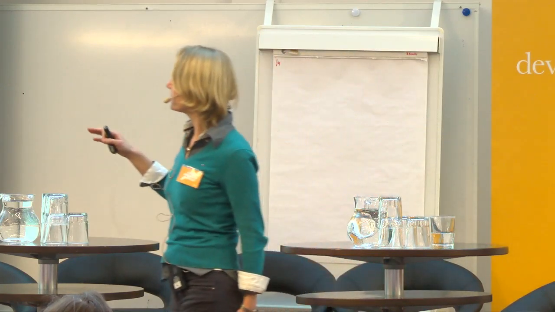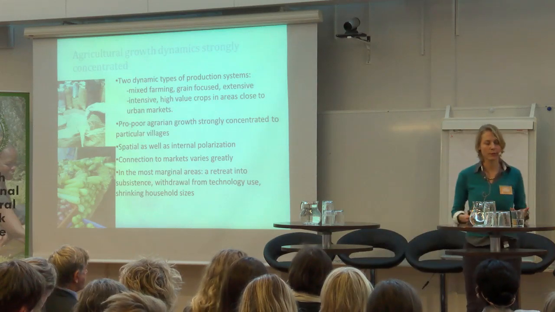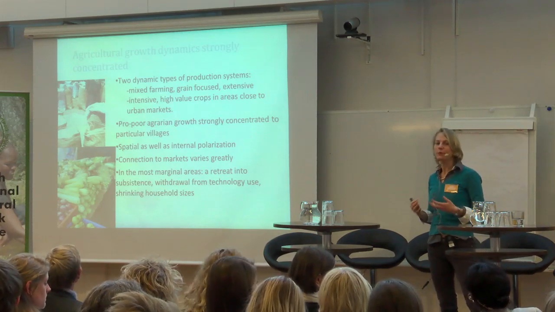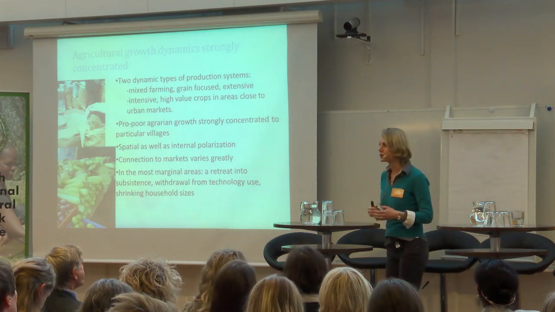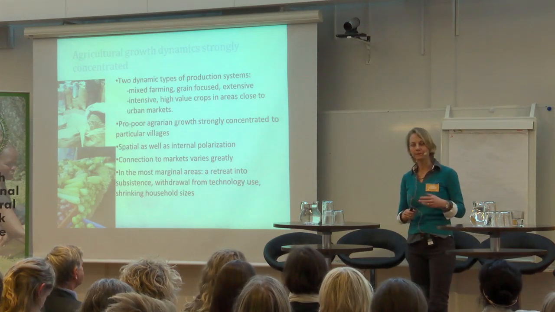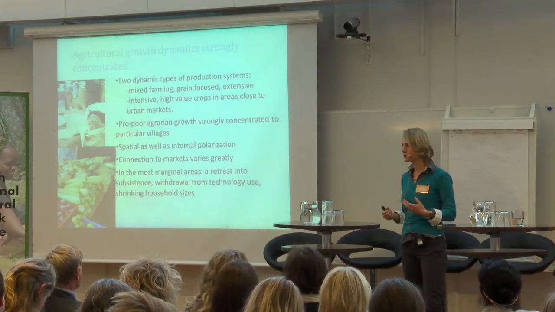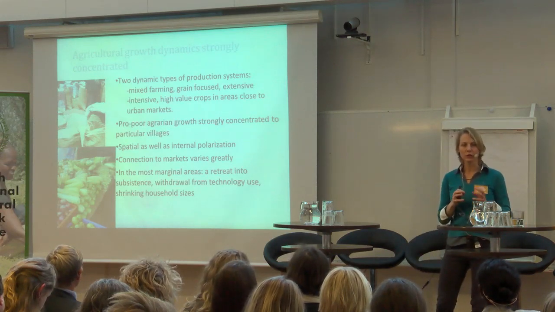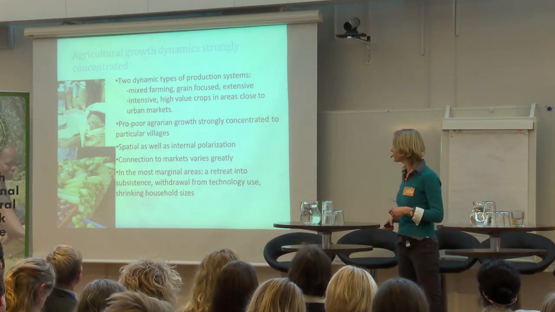And on the other hand, the second system would be intensive high-value crops grown near urban markets. So perhaps not directly peri-urban agriculture, but still high-value crops such as fruits and vegetables and horticultural goods, and to some extent traditional cash crops, coffee and tea, grown quite close to urban markets or well-connected areas.